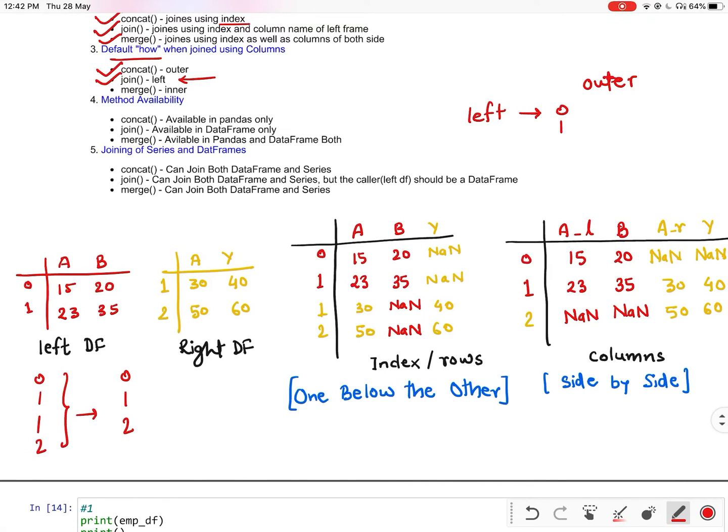And if we talk about merge, then its default is inner. Inner means all the matching data from both the sides will come. Matching data is 1, so 1 will come. So these are the default ways of joining. If we do not provide, then these default ways will come.